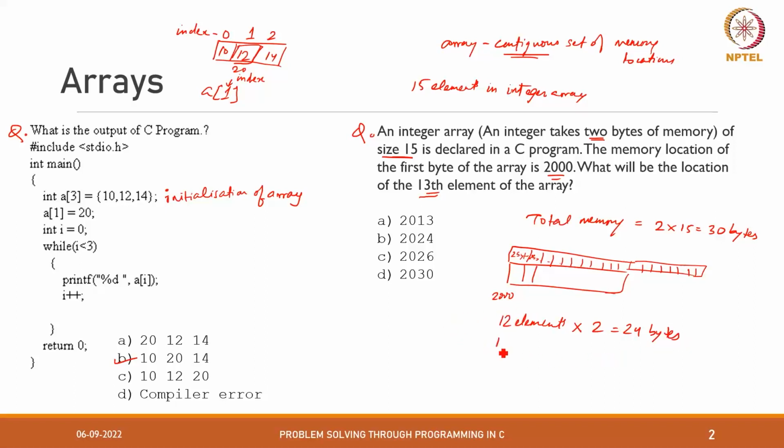Now that means the 13th element will start at, no, 2024. It will start at 2024. So see, the first element starts at 2000. So the 13th element will start where the 12th element ends, right? The 12th element ends at 2024, so the 13th element starts at 2024. The 13th element finishes at 2026. So here the answer will be 2024.